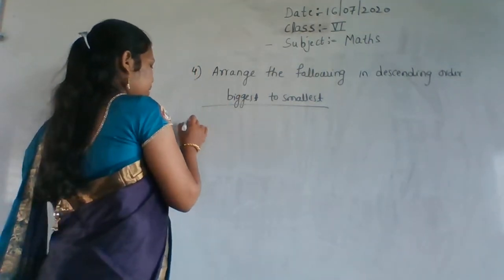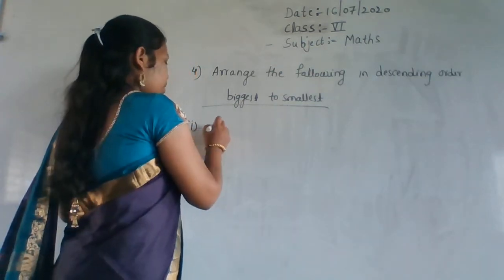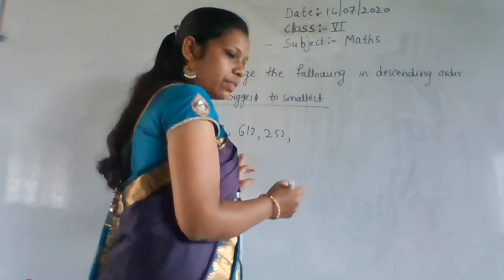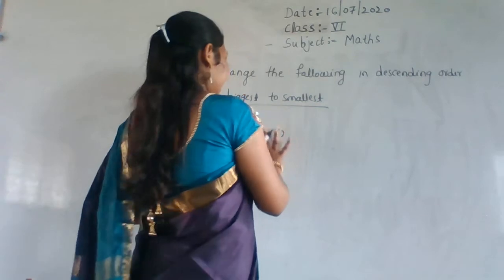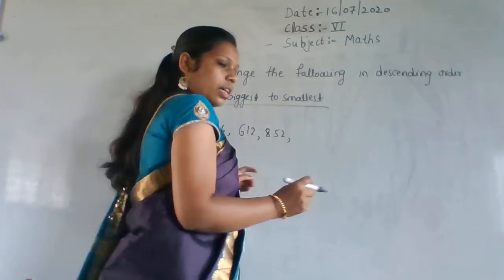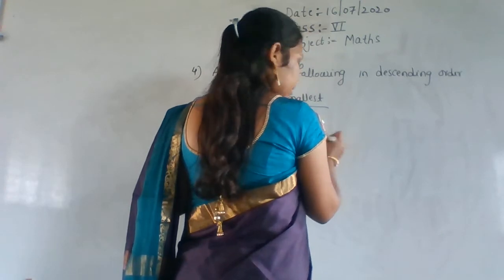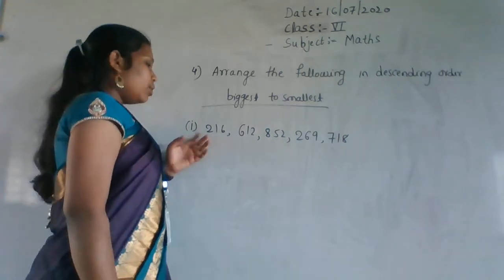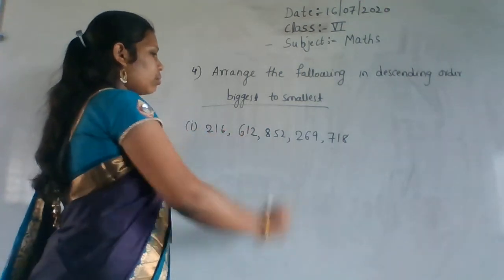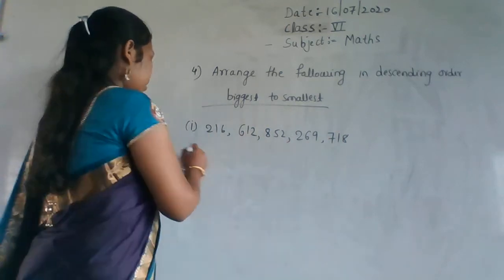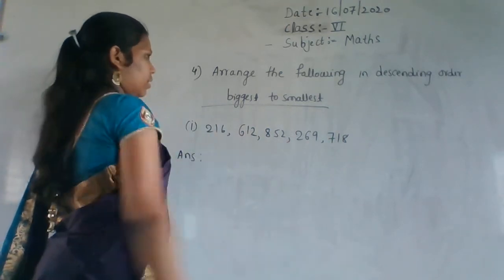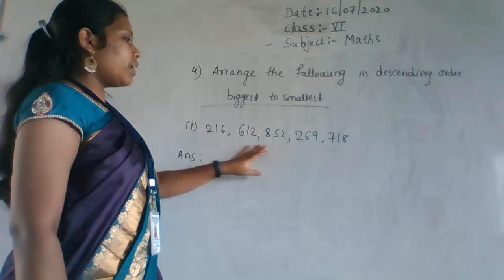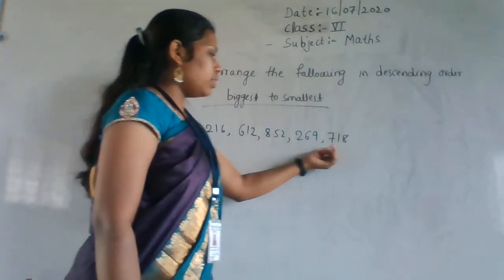And I do one as an example. First one, what is that problem? 216. Next one is 612 and 252. Next one is 852, and the next number is 269. Next one 780. Okay, so this is the question they gave: 216, 612, 852, 269, 780. Now we have to do it in descending order. Descending order is nothing but what? Biggest to smallest. Which is the biggest number here? In the given numbers, which is the biggest number?